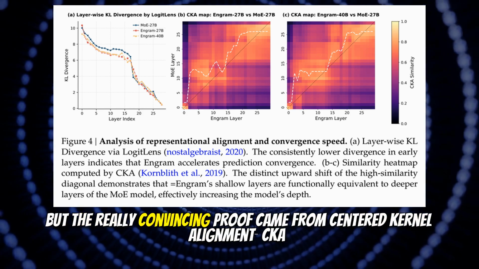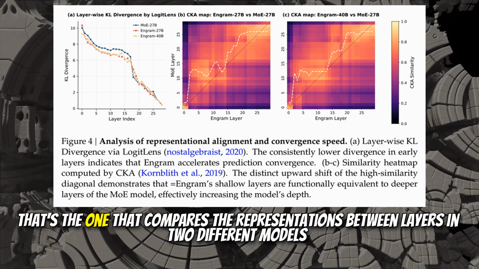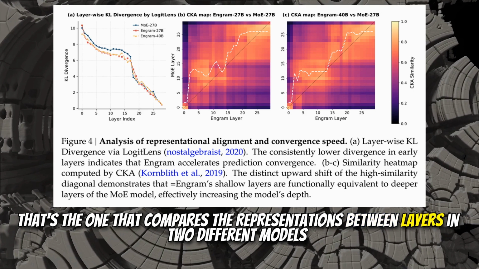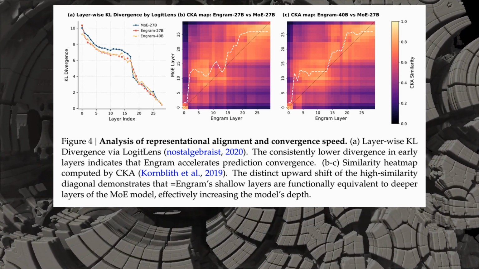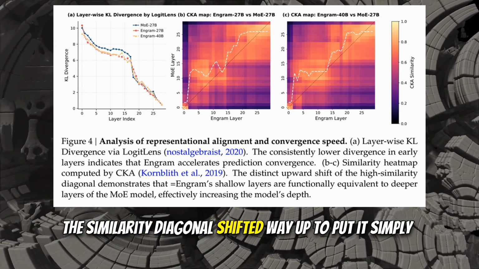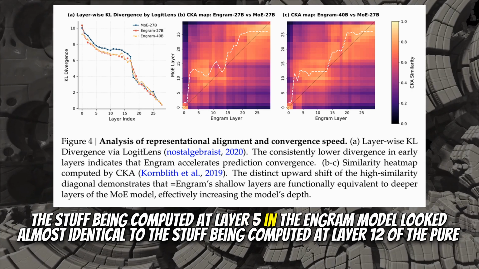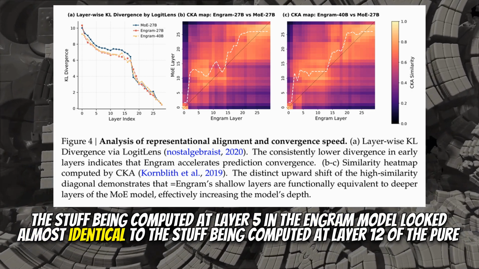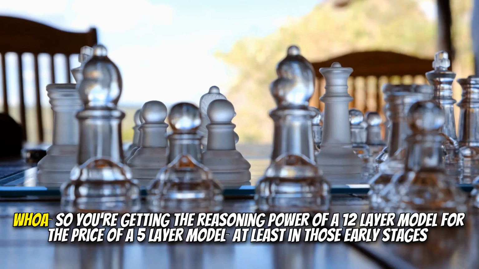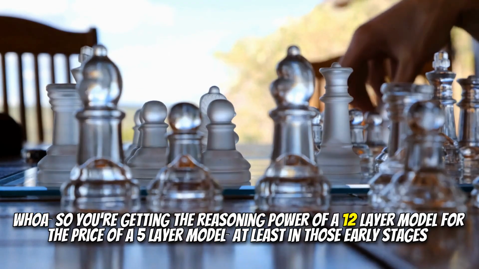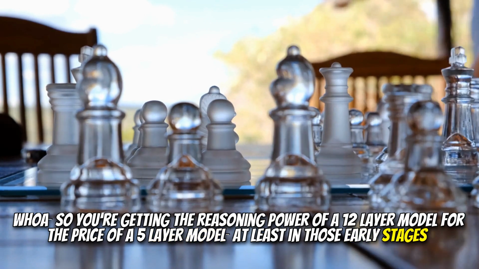But the really convincing proof came from centered kernel alignment, CKA. That's the one that compares the representations between layers in two different models. And CKA gave them this beautiful, clear result. The similarity diagonal shifted way up. To put it simply, the stuff being computed at layer 5 in the Engram model looked almost identical to the stuff being computed at layer 12 of the pure MoE model. Whoa. So you're getting the reasoning power of a 12-layer model for the price of a 5-layer model, at least in those early stages. That's a great way to put it.